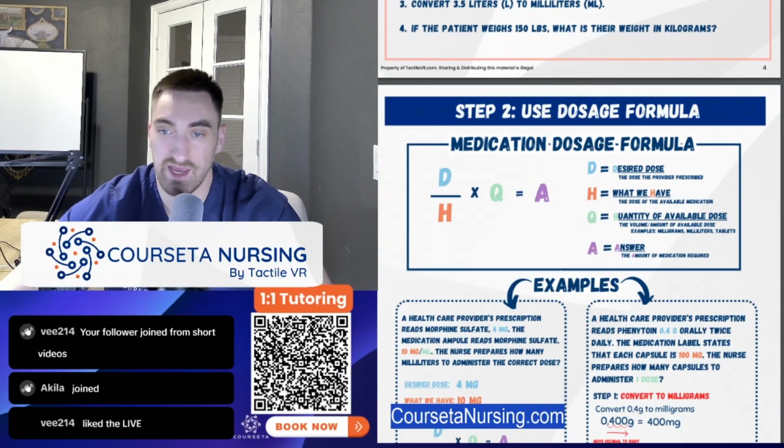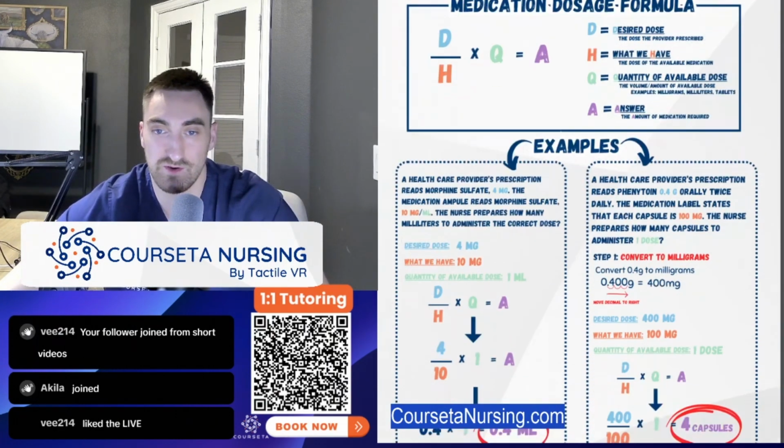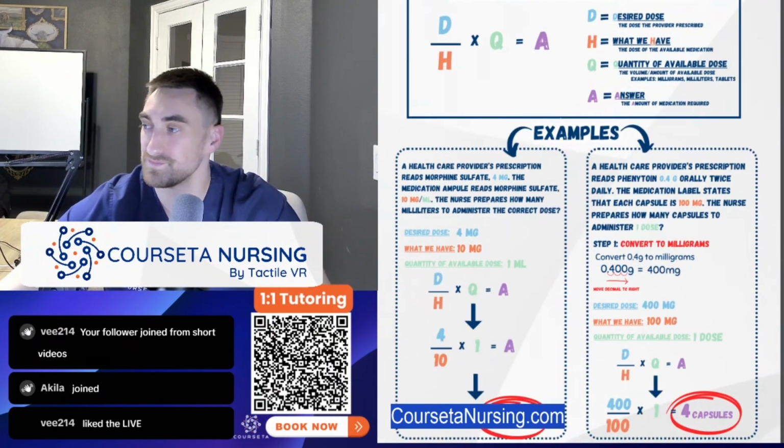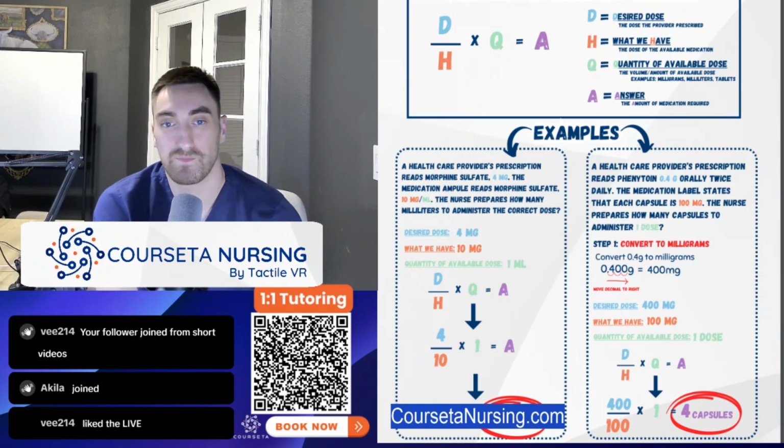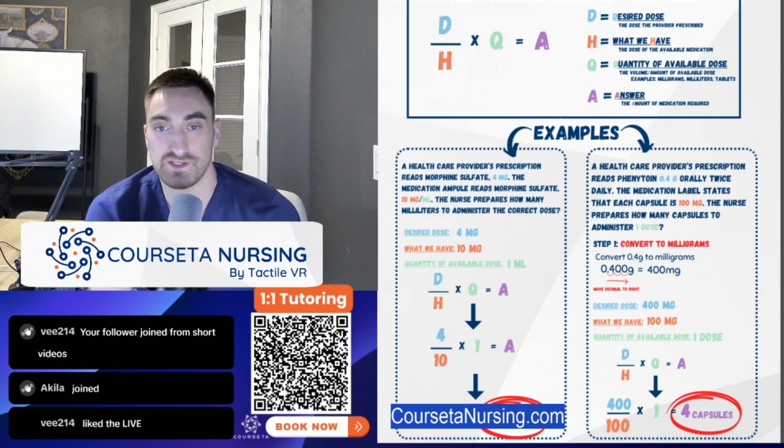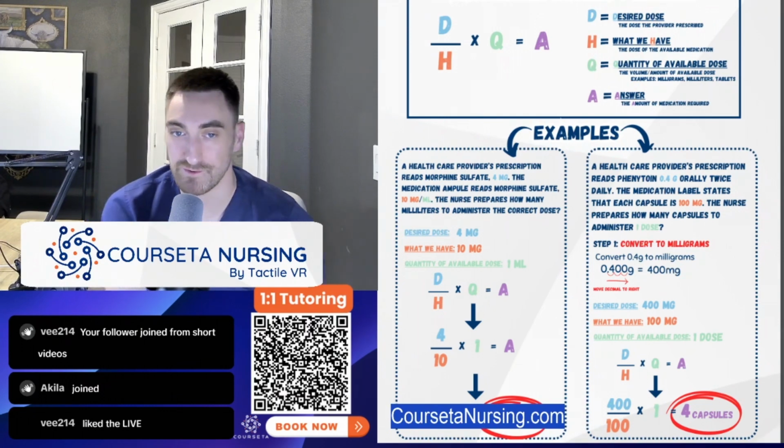And then A, of course, equals answer. So let's go ahead and use some practice problems here. A healthcare provider's prescription reads morphine sulfate 4 milligrams. The medication ampule reads morphine sulfate 10 milligrams per 1 ml. The nurse prepares how many milliliters to administer the correct dose?